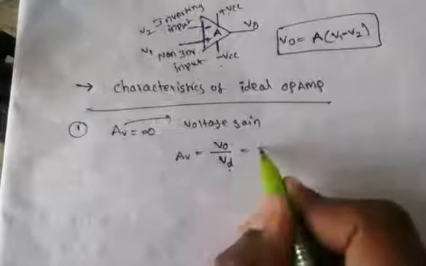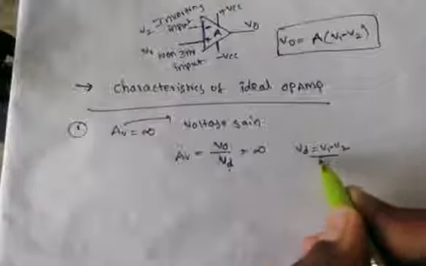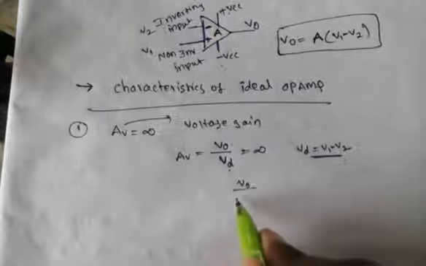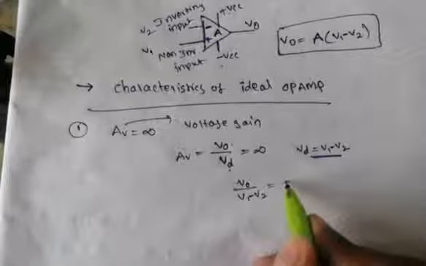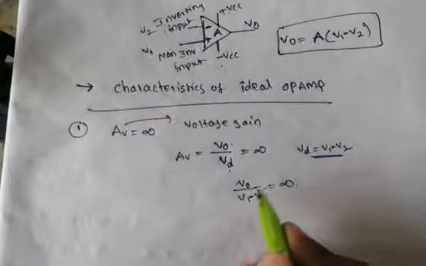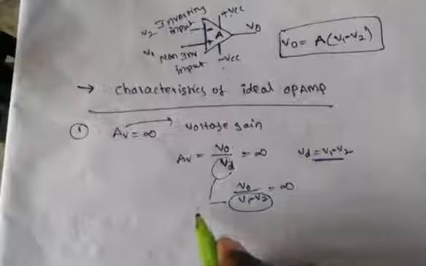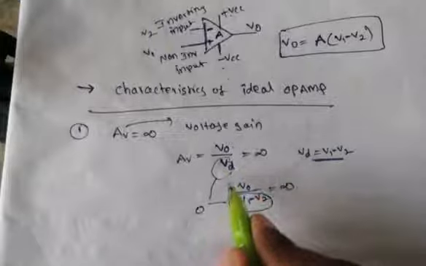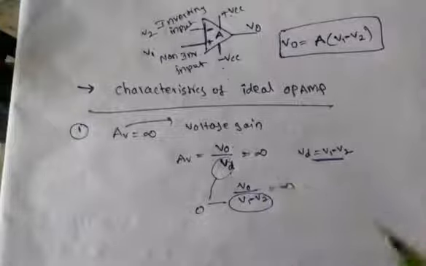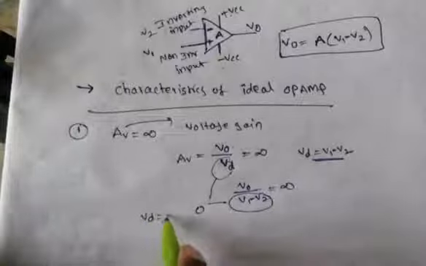That should be infinity, where VD is equal to V1 minus V2. Now V0 by VD, which is V0 by (V1 minus V2), should be infinity. To get this value as infinity, the denominator part should be equal to 0. When the denominator is equal to 0, the ratio goes to infinity. So what is the denominator? The denominator means VD is equal to 0.